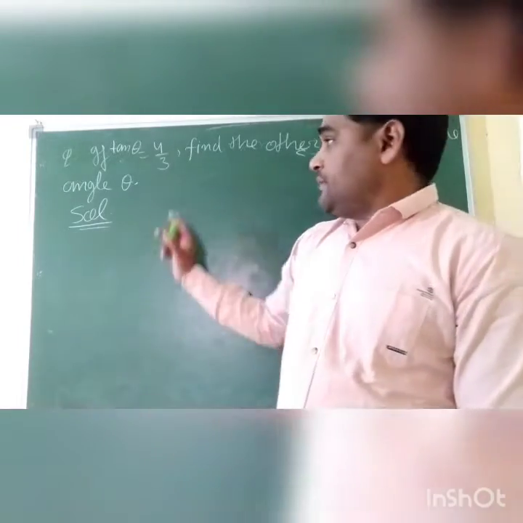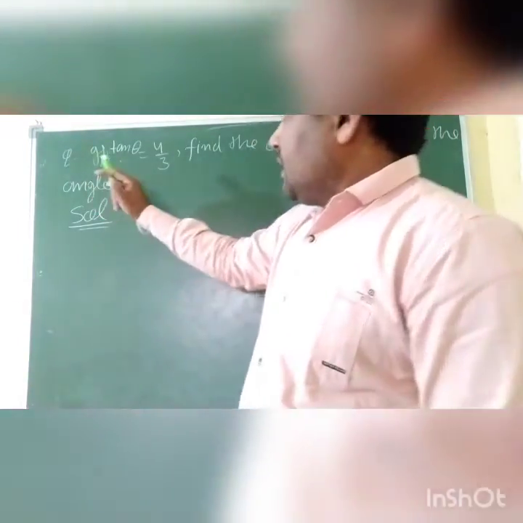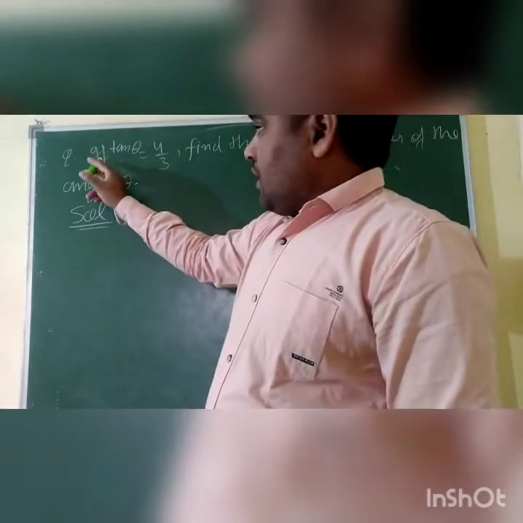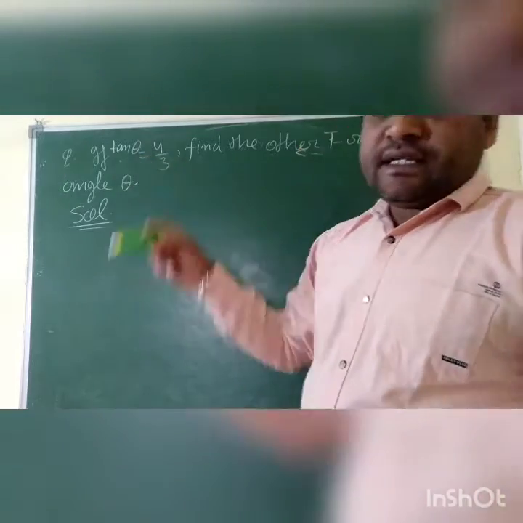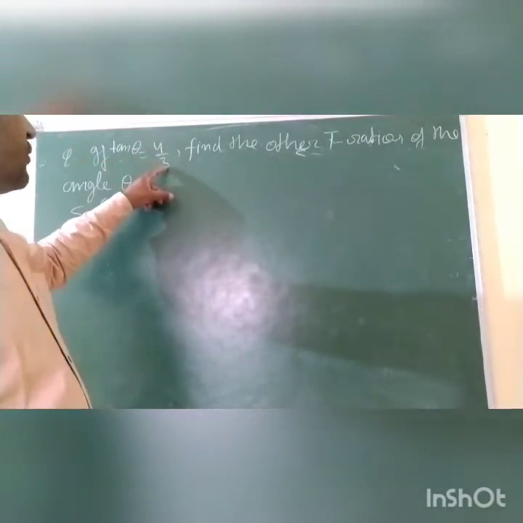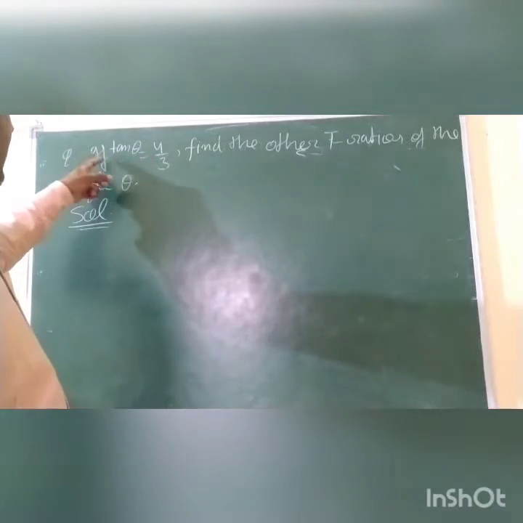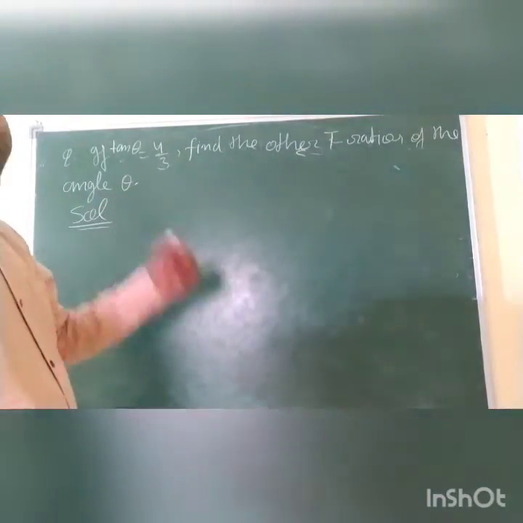Dear students, today we take a problem related to the trigonometry chapter. How do you find the other trigonometric values when one trigonometric ratio value is given? This is the problem: if tan theta equals 4 by 3, find the other trigonometric ratios of the angle theta.